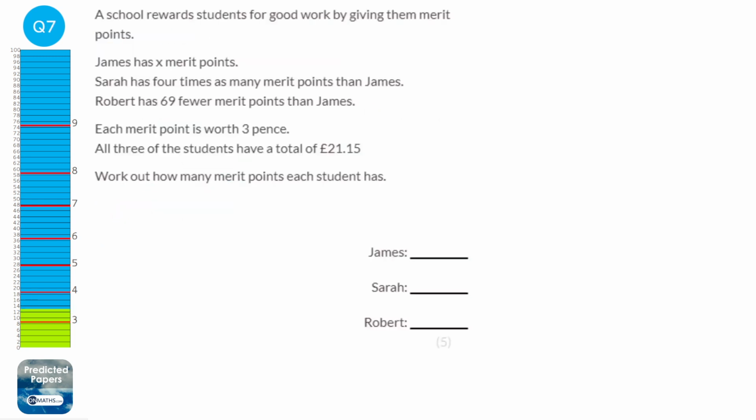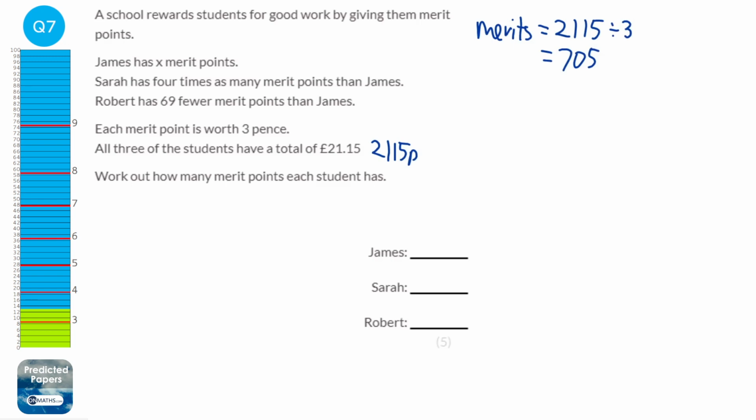There's a lot going on with this question, so I'm going to start off just having a look at the total amount of money. So I'm going to do this in pence, so 2115 pence. And if each merit point is worth 3 pence, then we can work out the amount of merit points by doing 2115 divided by 3. So that gives us 705. So there's 705 merit points.